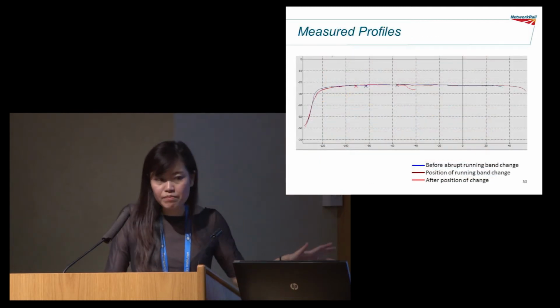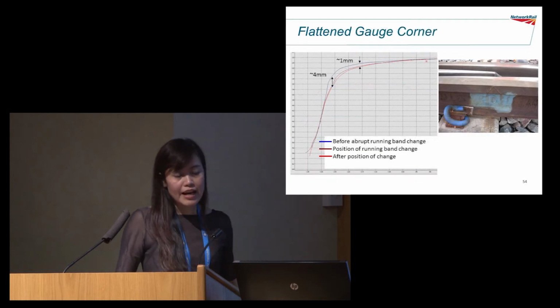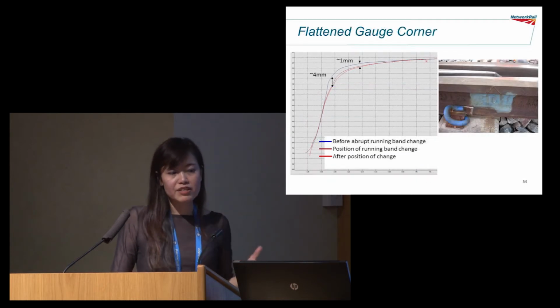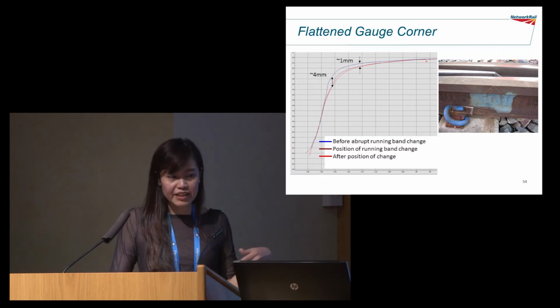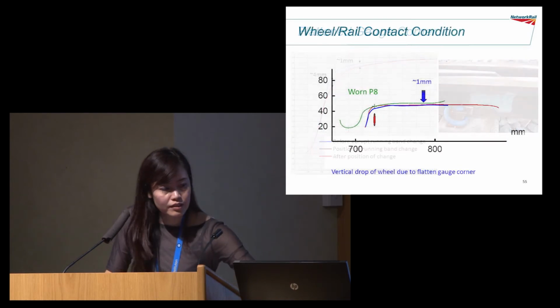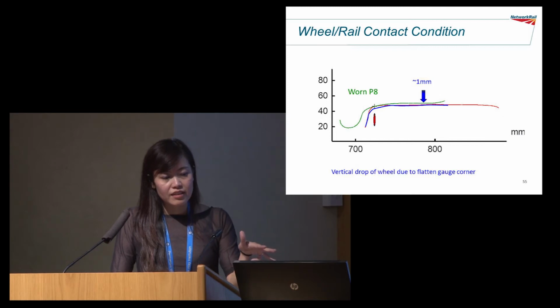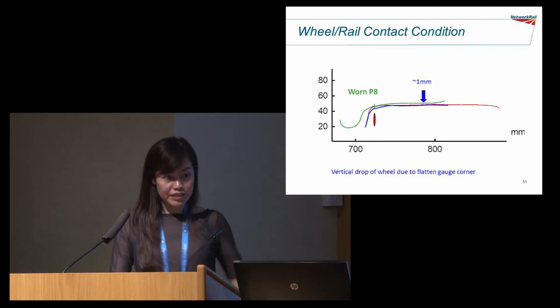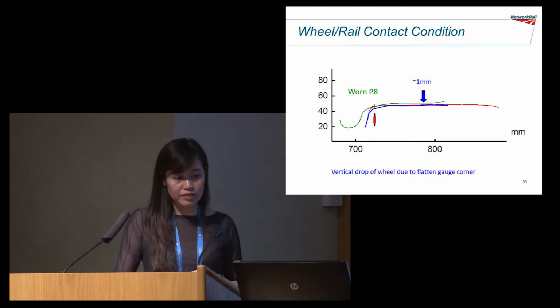So we measured some profiles, and we found that where the running band changes, there's a dip in the gauge corner. I call it flattening of the gauge corner. Sudden flattening of the gauge corner. What it means is that as the gauge corner disappears, the wheel just falls down. That's causing the banging on the EDH crossing.